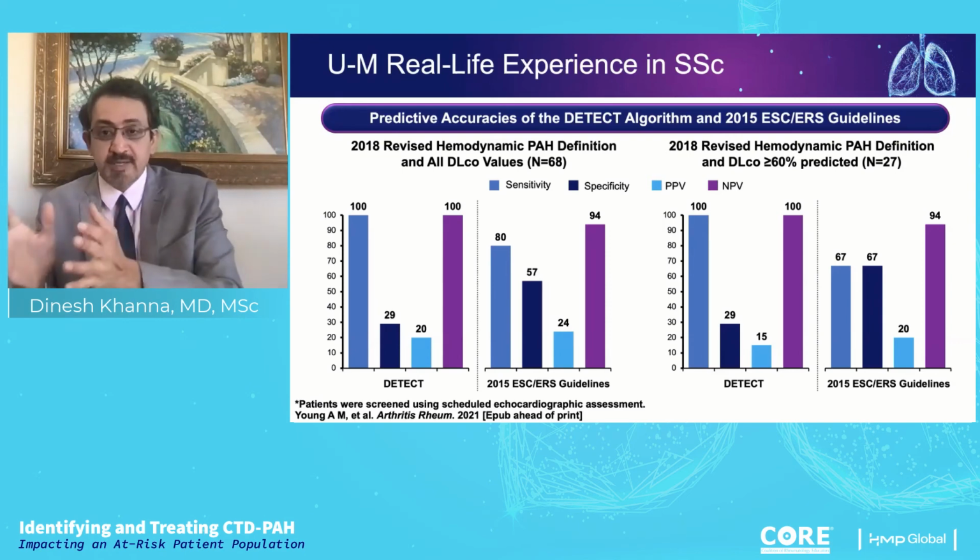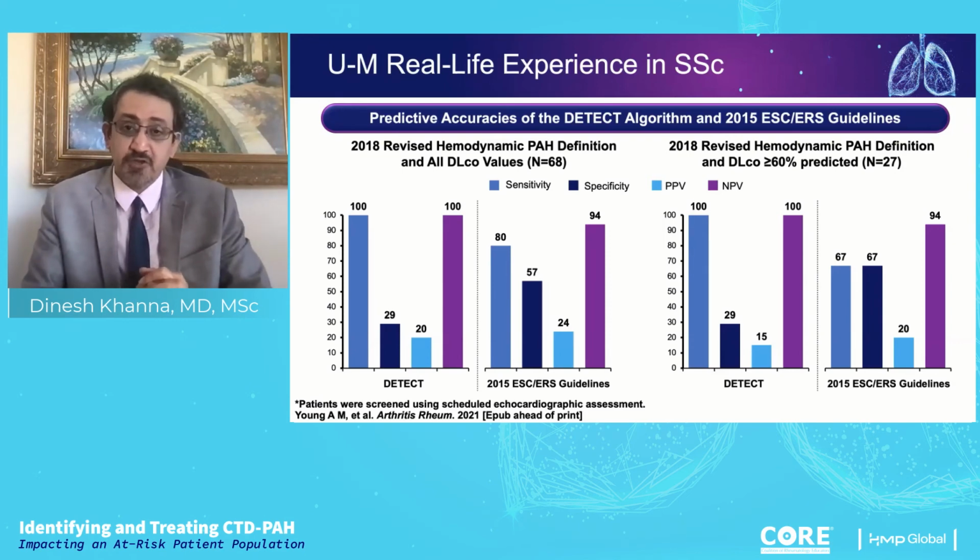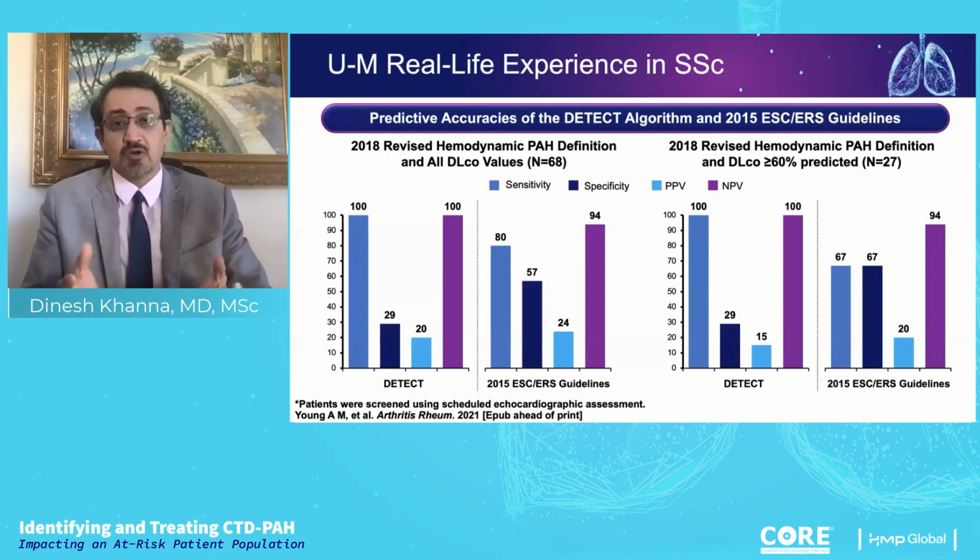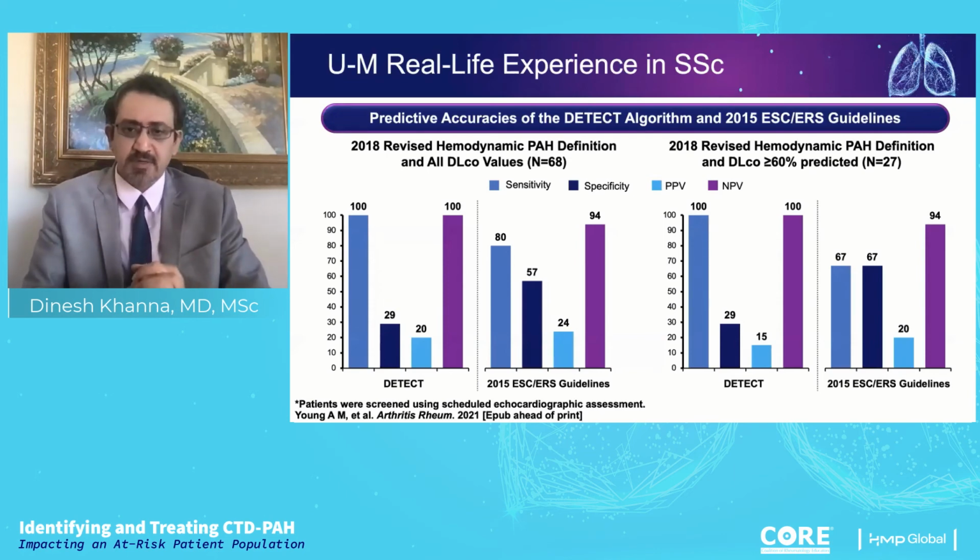When you go to the right side of the curve where the diffusion capacity is greater than or equal to 60%, again, the sensitivity and negative predictive value of DETECT was perfect. Whereas when you look at the sensitivity of 2015 echocardiographic guidelines, it was 67%. In other words, we missed 33% in our cohort, or would have missed 33% who had pulmonary arterial hypertension.